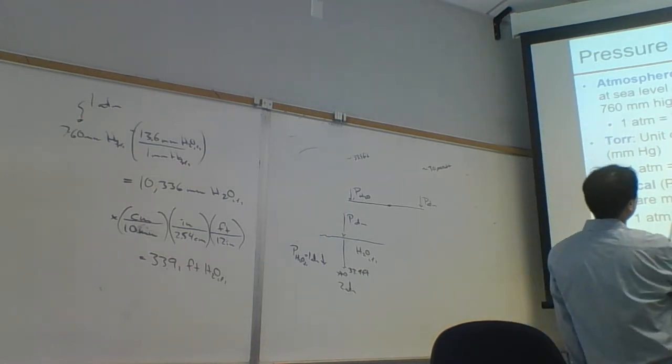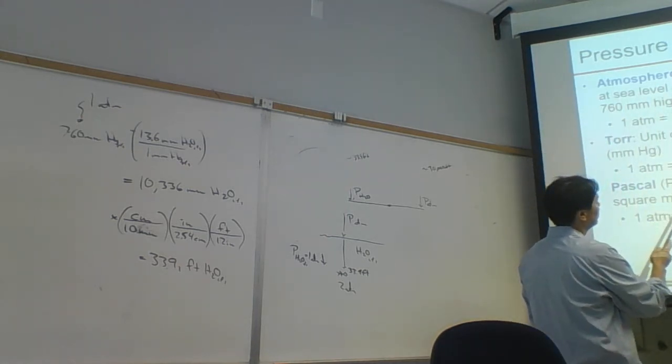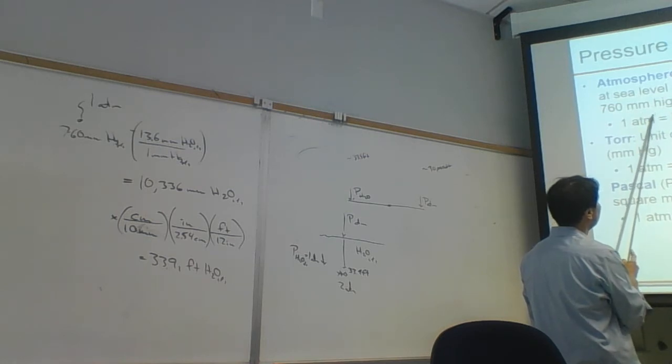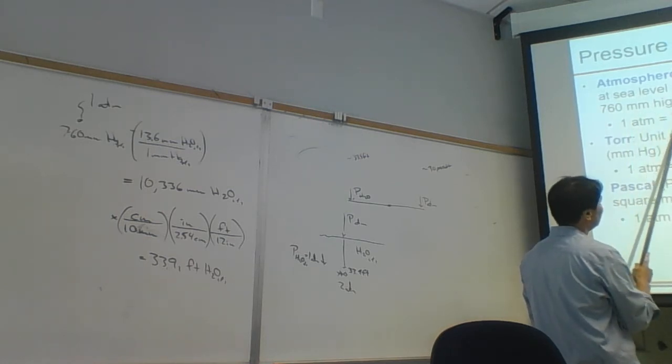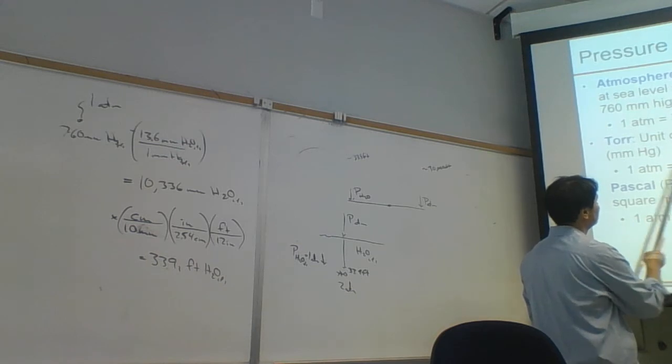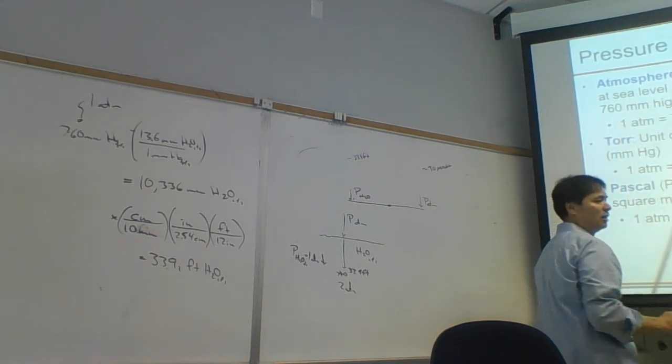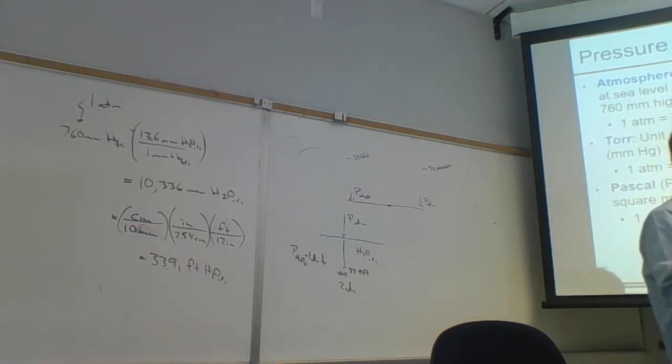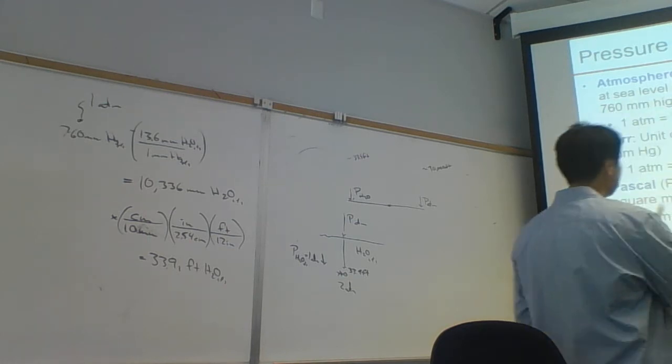Unit of pressure based on atmospheric pressure at sea level and capable of supporting a mercury column 760 millimeters high. So one atmosphere is actually defined as 760 millimeters mercury. This is exact. Because the pressure does fluctuate day to day, if you just take the average, this is it.